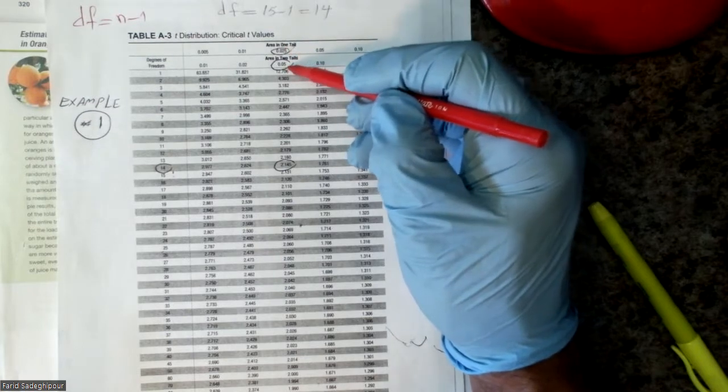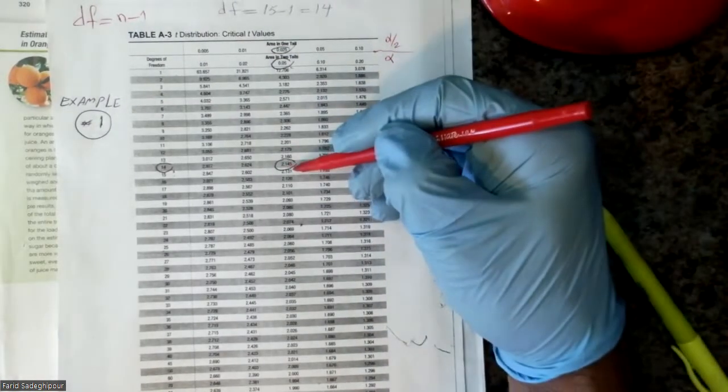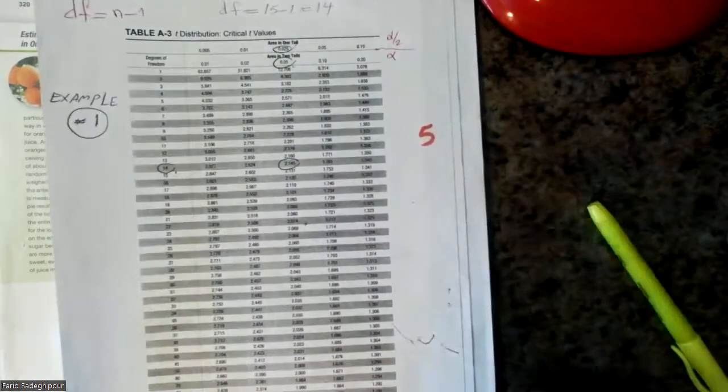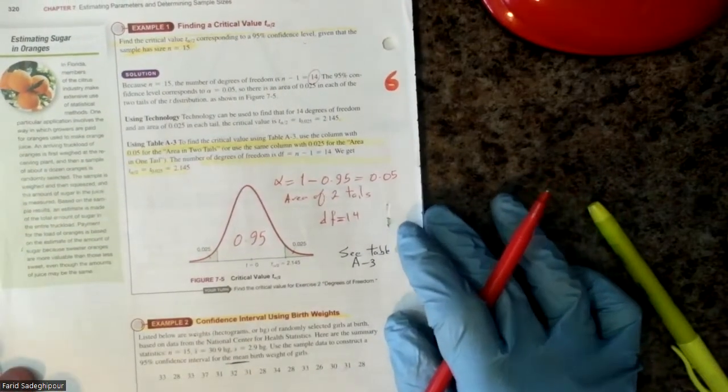This is area of two tails, which means this is your alpha, and the one at the top is half of alpha. So that gives you the t-value, 2.145, and that's the number that you see here for each of these, okay? But again, this is if you want to use the table, but then I'll show you how to use the calculator to find the value.